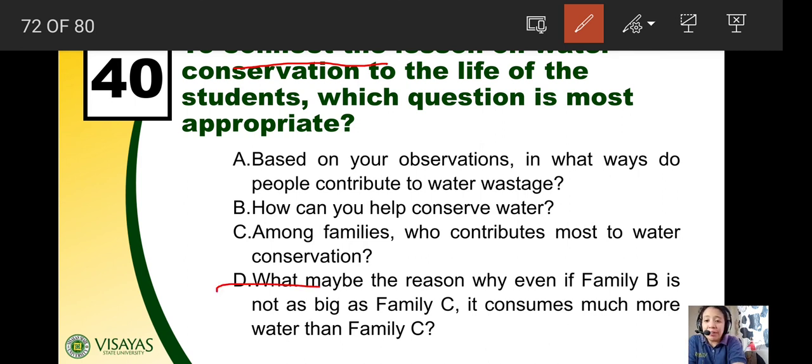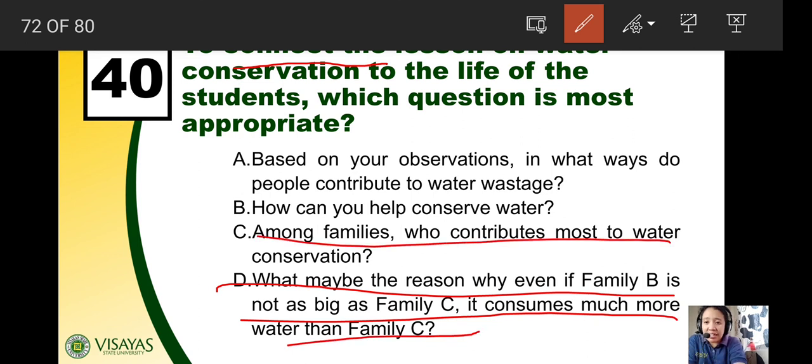Letter D and letter C are not based on experiences. These are mostly based on the text that has been read. They are not particular to your own personal experience to connect the lesson to real life. So we need to remove C and D, and we have only A or B.